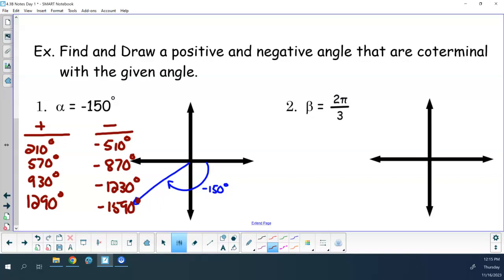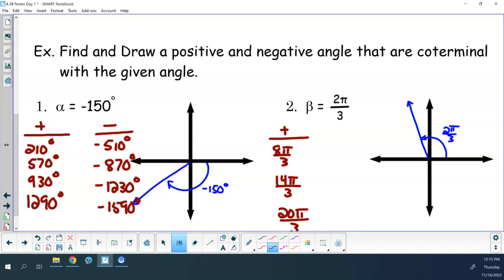Okay. Over here, 2 pi over 3. My positive list would be 8 pi over 3, 14 pi over 3, 20 pi over 3. What am I adding here, truthfully? 6 pi over 3. Yep, because that is then 2 pi, because then it's in common denominator form already.